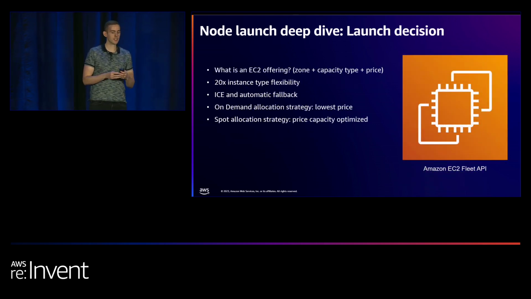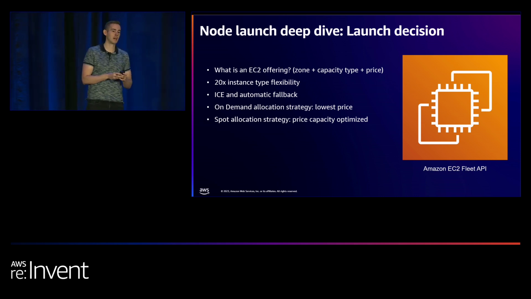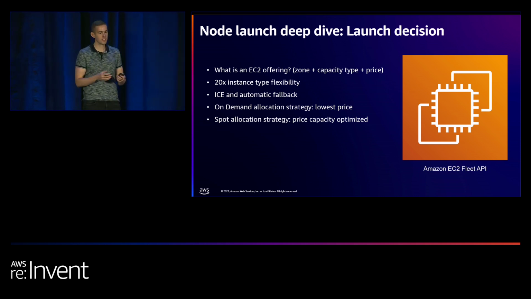Finally, the launch decision. I mentioned that we have a set of available instance types for that virtual node. We try to shoot for 20 instance type flexibility, especially when using Spot. This is a magic touch for how we avoid spot unavailability or ICE, insufficient capacity exception, especially for exotic instance types like GPUs or smaller regions.